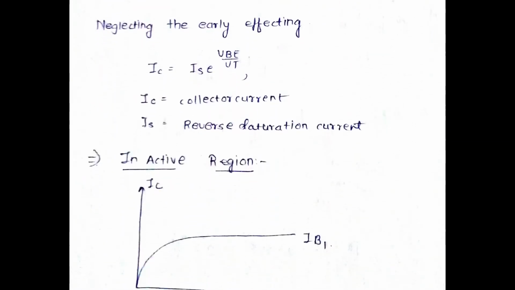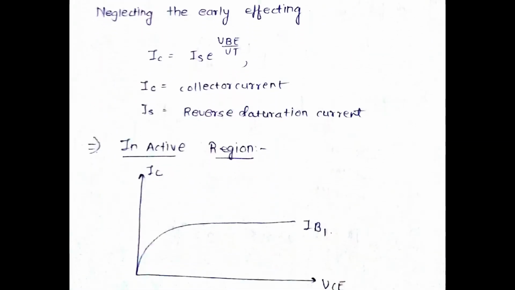Now if you see this particular formula, wherein we have IC equal to IS e raised to VBE upon VT. Here IC is the collector current and IS is the reverse saturation current.